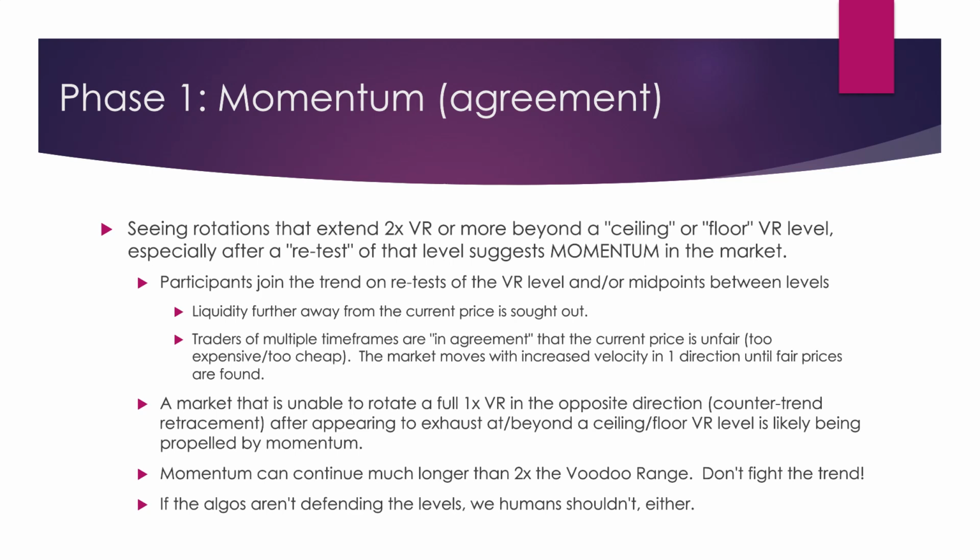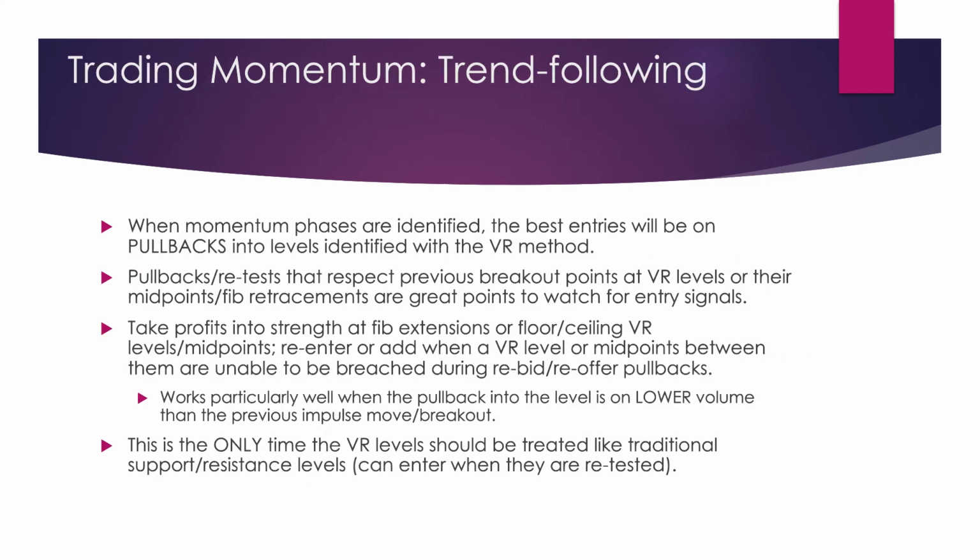It can continue a lot more than twice the Voodoo range. It's really important not to fight the trend once you see that the market is doing this, when it's extending in one direction 2 times the Voodoo range. You do not want to be stepping in front of the market. Keep in mind, if the algos at this point aren't defending the levels, if we're breaking through VR levels, there's really no reason for us to do that either. We should let them make the mistakes first and then take advantage of their simplistic system, in my opinion.